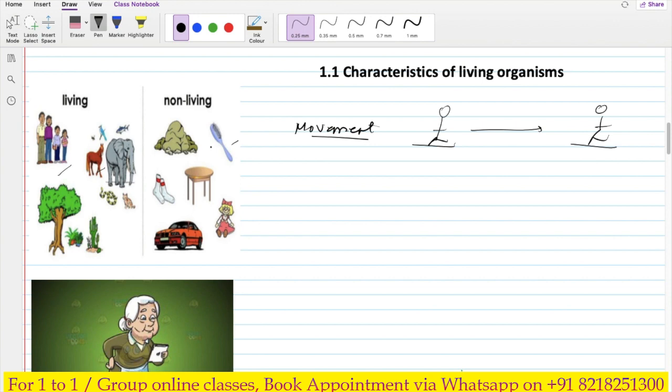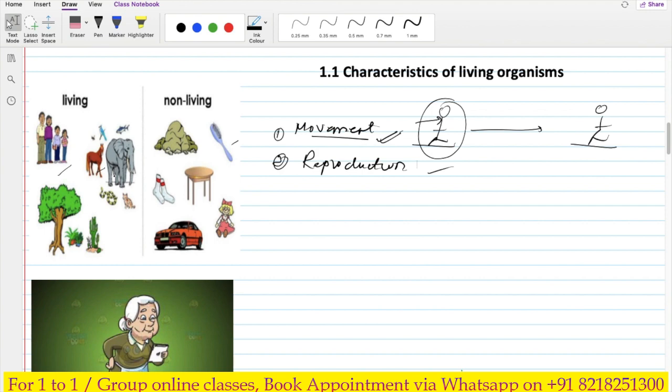Yeah, I think it's reproduction. If you can have babies, if you can have kids, then we'll say that you are living. Okay, anything else? I think you are going right, but see, this is not the right way. Because if you're talking about movement, then I agree that this person is showing movement. What about the trees? Are they showing movement? But still they are living.